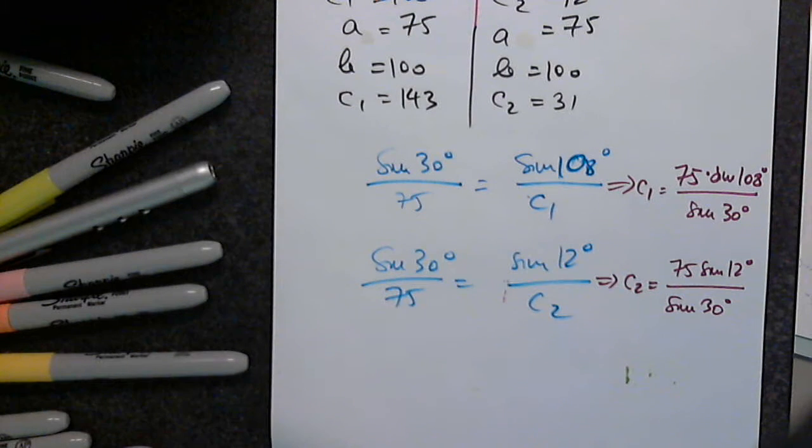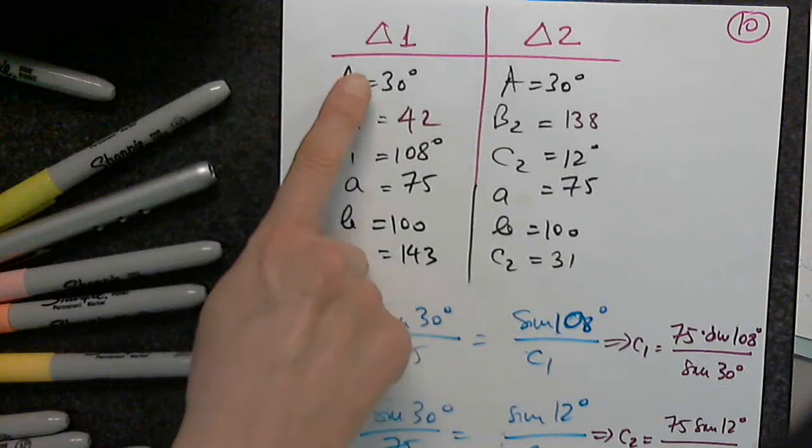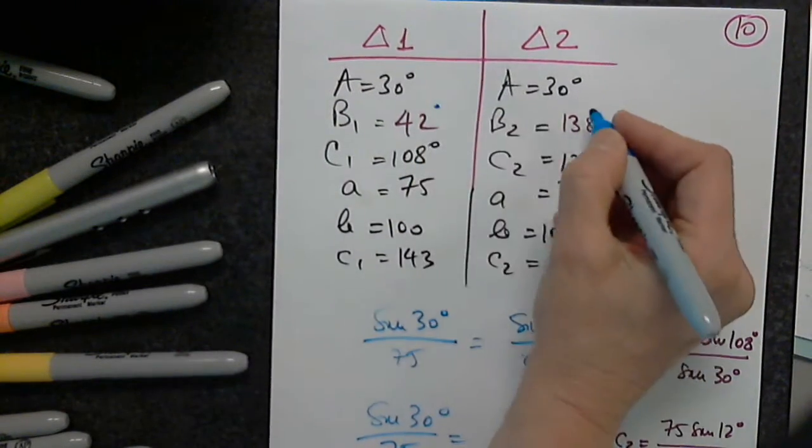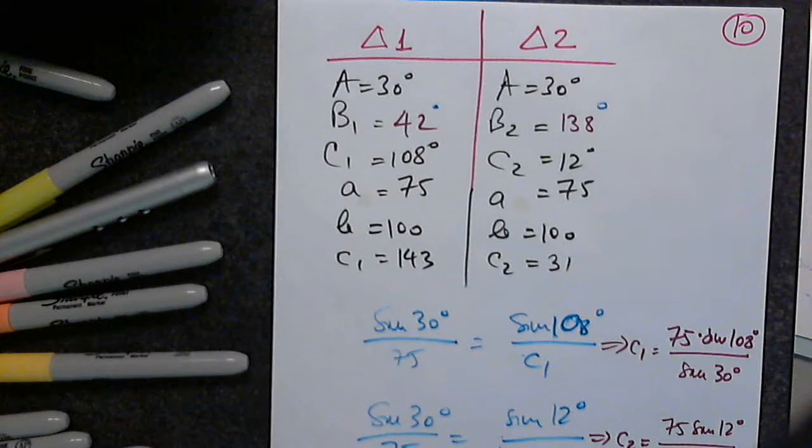Any questions? Yes. Could you just explain real quick how you got 108 for C1? 180 minus 30 minus 42 degrees. Okay. It's 180. And now I think we are ready, after we saw this, for more problems.